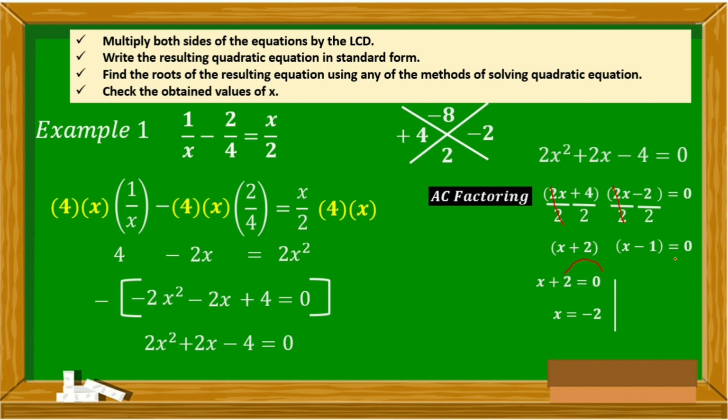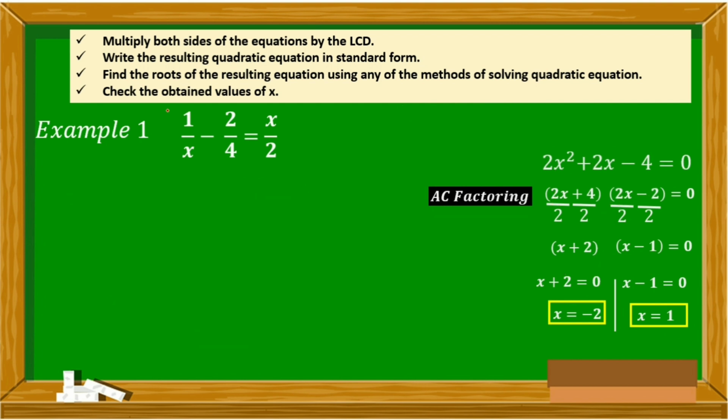Then, yung isa naman, set lang natin siya equal to 0. So, we have x minus 1 is equals to 0. So, para x na lang matira dito, ito si negative 1, ililipat natin dito. So, magiging x is equals to positive 1. So, ito na yung roots ng equation natin. Okay, next step is check the obtained values of x. So, bakit kailangan pa natin i-check? Kasi, hindi lahat ng obtained values ng x natin ay solution ng original equation natin.